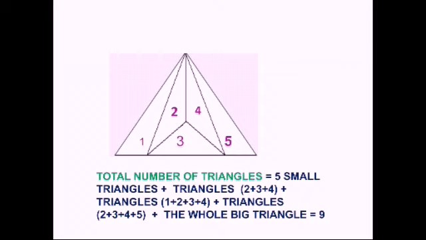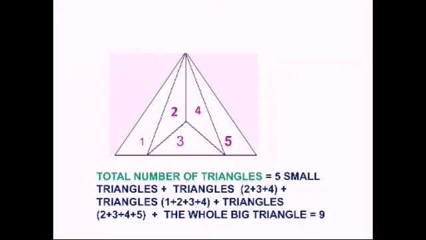After that, if you add triangle number 2, 3 and 4, it is making a bigger triangle. Again, if you add triangle number 1, 2, 3, 4, it is also making another big triangle. Again, if you add triangle number 2, 3, 4 and 5, it is also making a bigger triangle. And at the end, the whole triangle inside which all the smaller triangles are present, that big triangle.